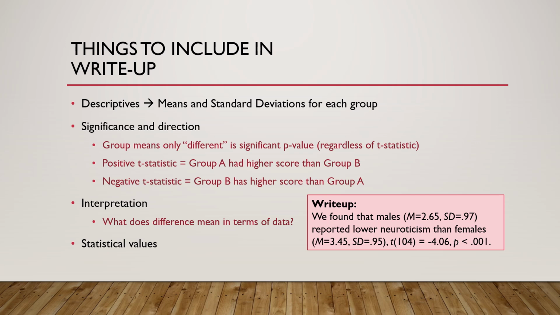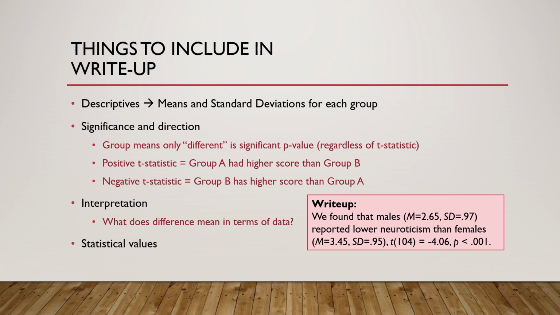You then have an interpretation. What is this difference in terms of data? So again, that direction, the higher, lower, and the statistical values that you pulled from your output. So to review, our write-up would be, we found males, descriptive statistics, reported lower neuroticism than females, descriptive statistic of females, and then our statistics, which is your t with the degrees of freedom in parentheses, followed by the actual t value. In our case, it was negative 4.06, and then the significant p value, which in our case for the two-tailed was less than 0.001.